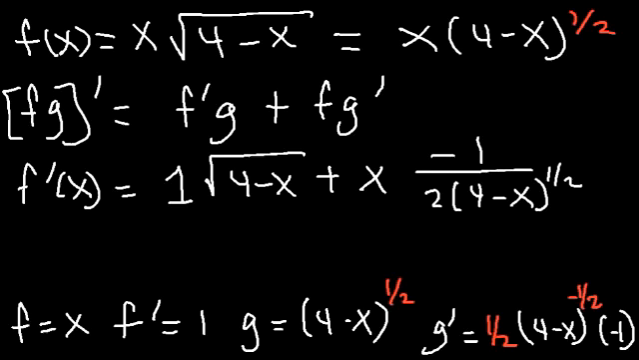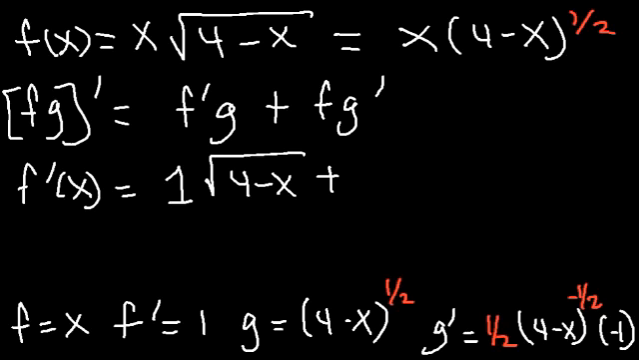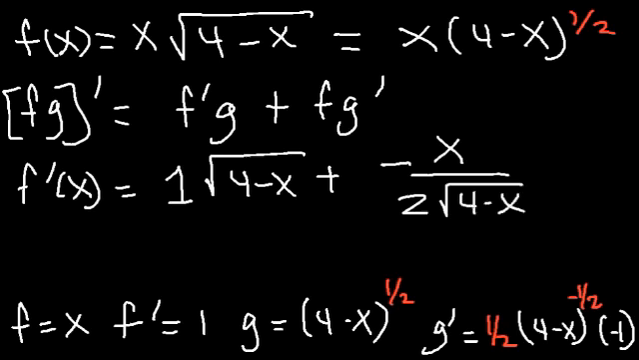So now what I'm going to do next is convert this into a radical and multiply negative 1 by x, which is negative x. So this is going to be negative x divided by 2 radical 4 minus x if you rewrite it.